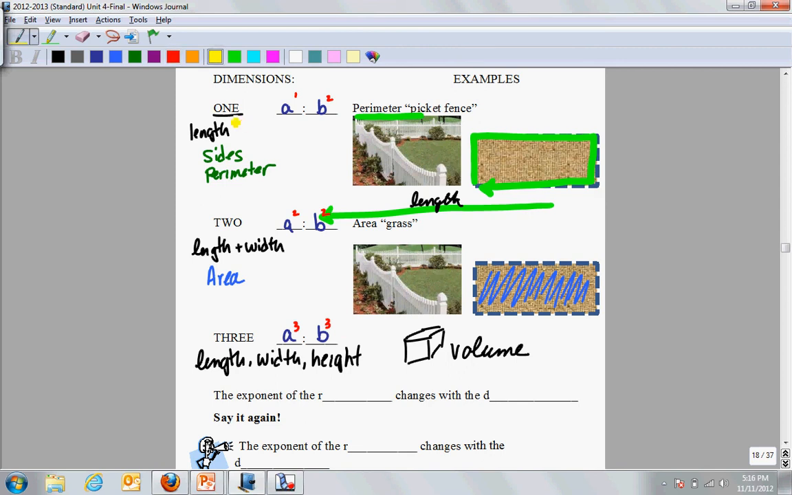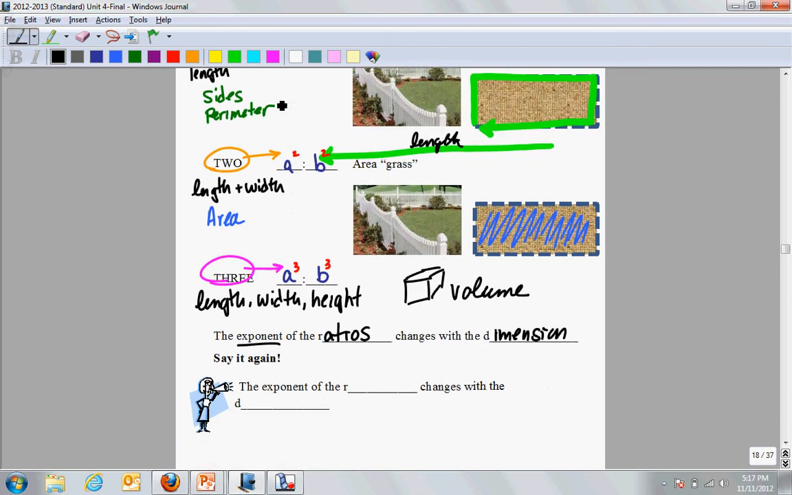Now watch very closely. In the first dimension, we have A to the first and B to the first. In the second dimension, we have A to the second, B to the second. And in the third dimension, we have A to the third and B to the third. Really important that you get this simple concept. The exponent of the ratios changes with the dimensions, first, second, and third degree dimension. I'd like you to say that again to yourself and fill in these blanks. Say it out loud, fill those in.